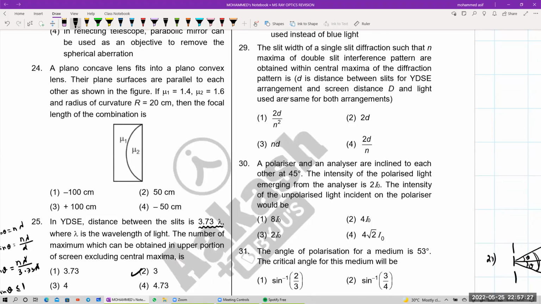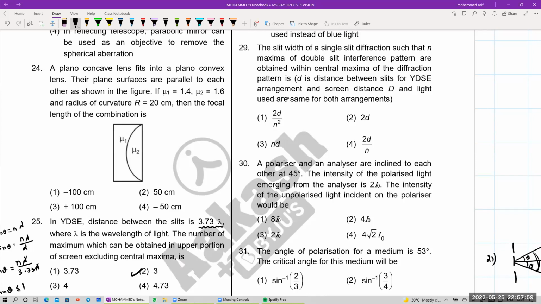Next one. The slit width of a single slit diffraction, मतलब diffraction का concept. N maximum of double slit pattern are obtained within the central maximum of the diffraction pattern. D is the distance between the slits, capital D, are used. तो देखो एक बार क्वेश्चन क्या बोला, the slit width of the single slit diffraction such that n maximum of double slit interference pattern are obtained within the central maximum of the diffraction pattern.